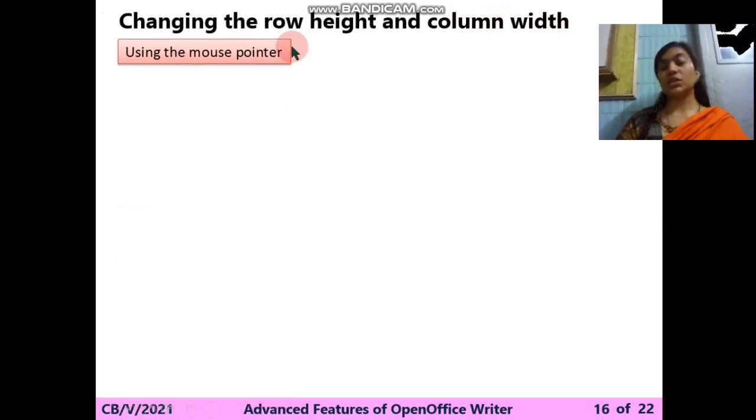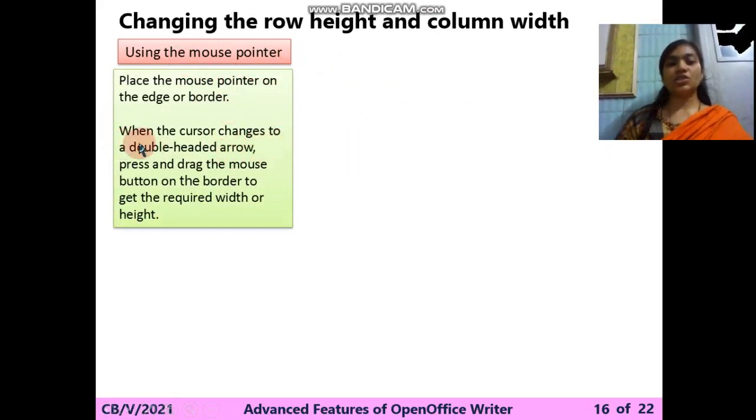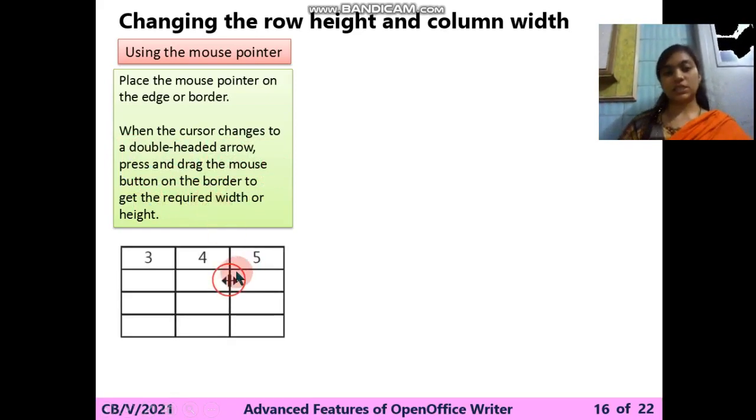First, the first way is using the mouse pointer. Place the mouse pointer on the edge of the border. Mouse pointer means where your cursor will be moved. When the cursor changes into a double-headed arrow, press and drag the mouse button on the border to get the required width or height. You can change both. This is called the double-headed arrow.